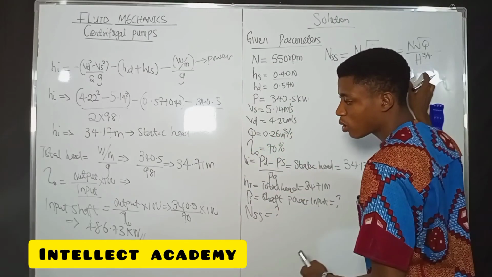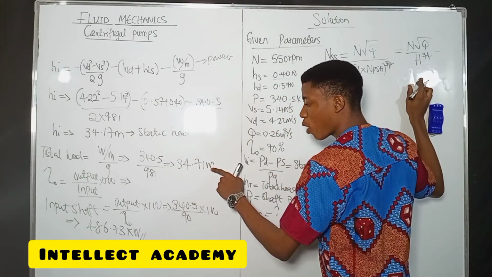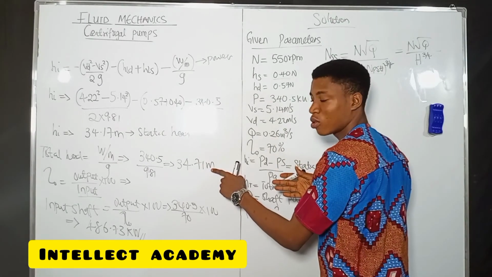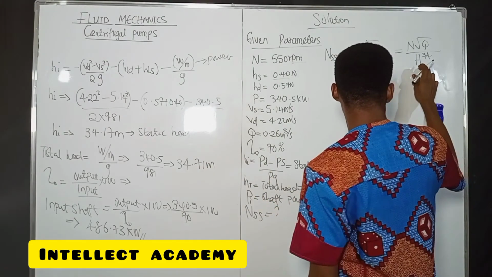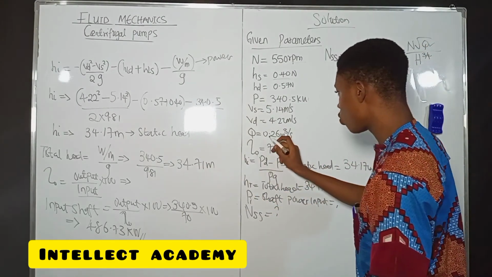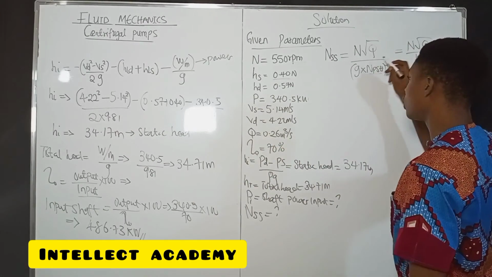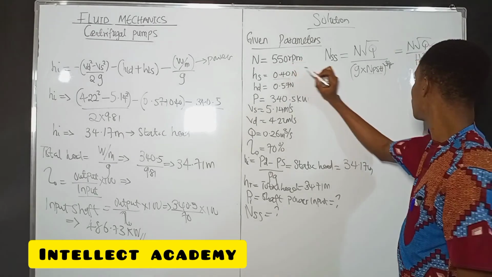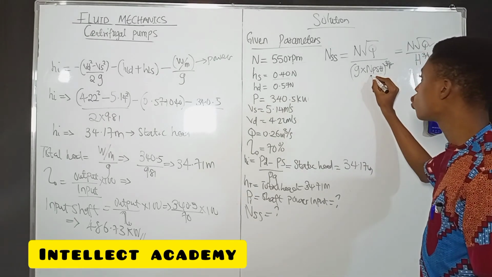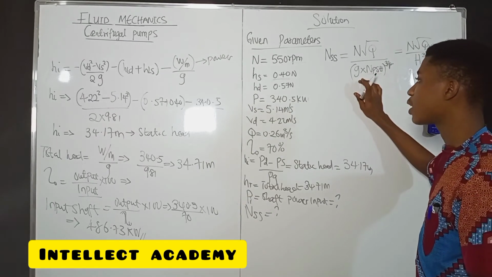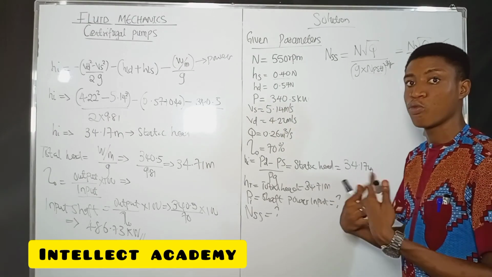Take note, the total head is what we calculated here, which is given by 34.71 meters. Is that understood? That is the total head. Take note that this total head is the same as this. So therefore we have the discharge given by 0.26 meter cube per second. We have the rotational speed, which is 550. So we are going to work with this. If we are given the NPSH, we will calculate in terms of this parameter. So what we're going to do is substitute formulas, solve this, and move on.